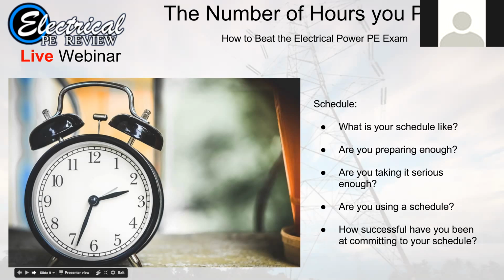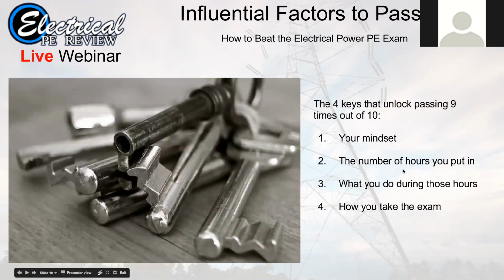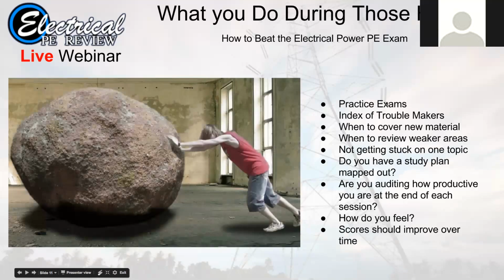So next slide is, back to the 4 keys. I told you that one wouldn't be as long as the first one. Key number 3. Most important was our mindset, right? Second important, the one we just talked about, the number of hours we put in. Third key to beating the electrical power PE exam is what are we doing during those hours, right? If we don't have the hours, then it doesn't matter. But if we do have the hours to spend, what exactly are we spending the hours on? How successful are we being?